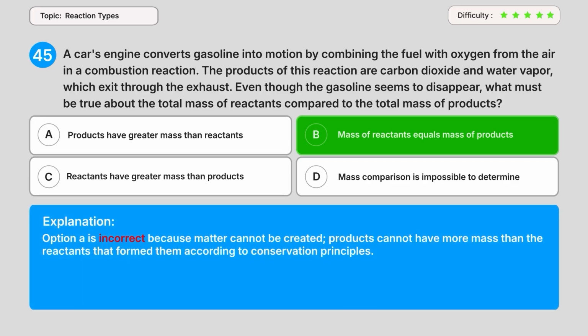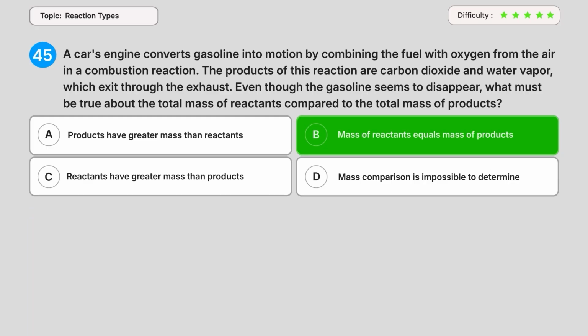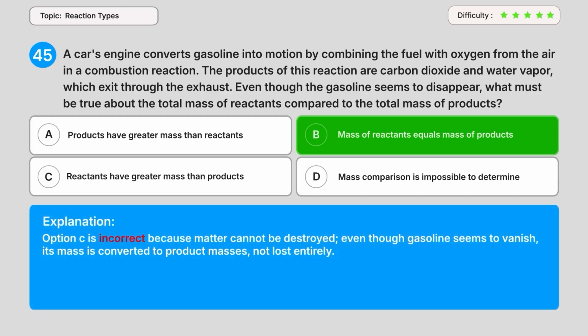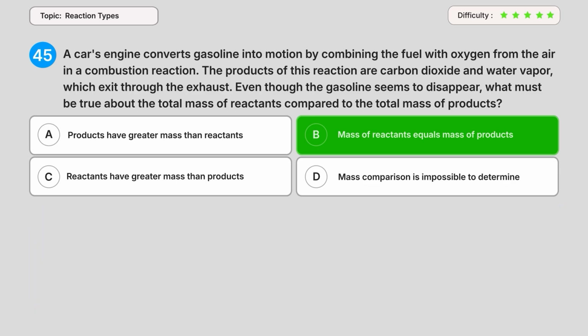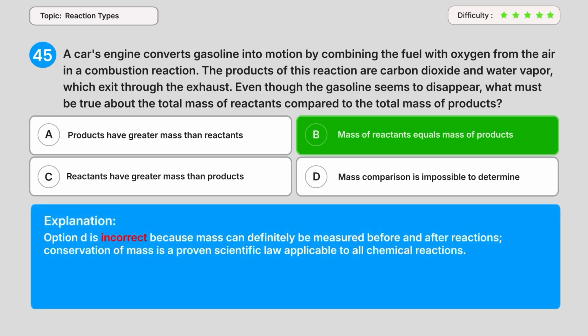Option A is incorrect because matter cannot be created. Products cannot have more mass than the reactants that form them, according to conservation principles. Option C is incorrect because matter cannot be destroyed. Even though gasoline seems to vanish, its mass is converted to product masses, not lost entirely. Option D is incorrect because mass can definitely be measured before and after reactions. Conservation of mass is a proven scientific law applicable to all chemical reactions.